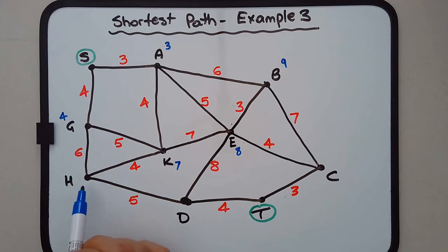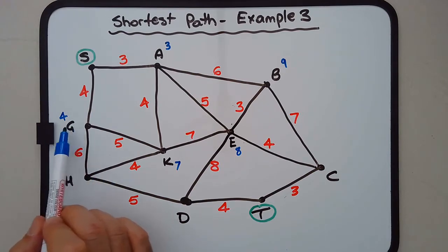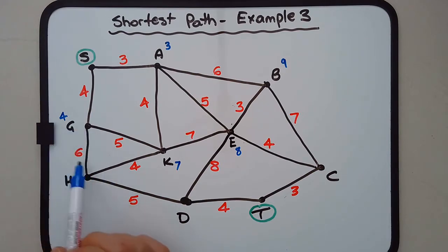And H, we can either go via G. So G to H, 4 plus 6 is 10. Or we can go via K, but 7 plus 4 is 11. So 10 is it there. Okay. Now let's consider the next set of vertices, the vertices that are now reachable from H, K, E, and B. So we've got D and we've got C.